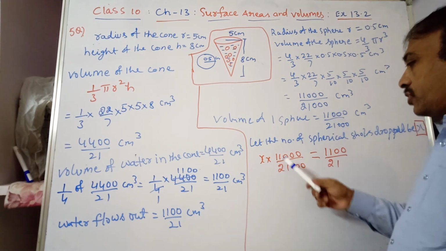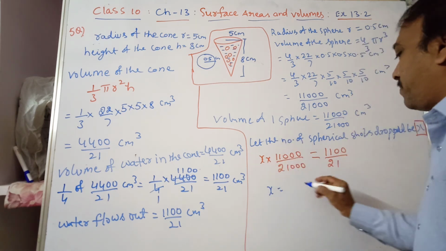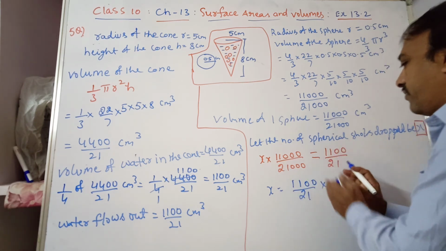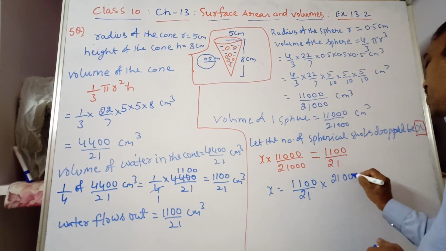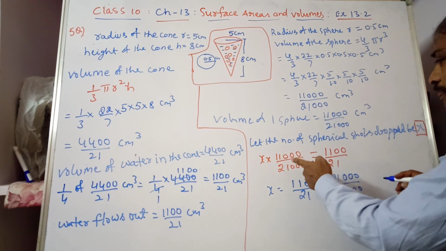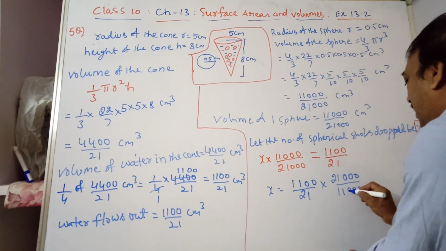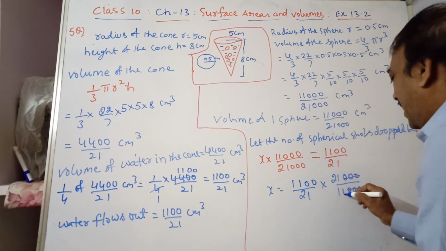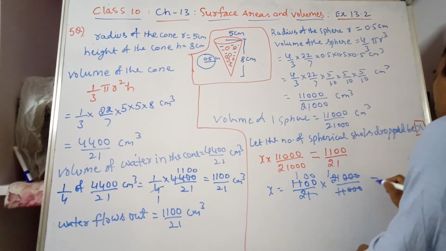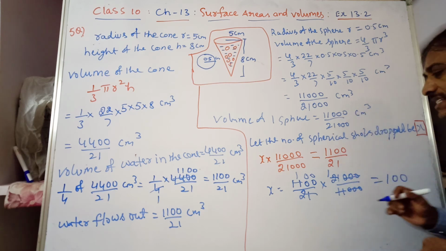Now when you transpose this side, x is equal to the reciprocal, 1100 by 21 into 21,000 by 11,000. Actually here only we could cancel these zeros, but still we didn't cancel. Here you see these 3 zeros, and 11 ones are 11, 21 ones are 21, which is equal to 100.